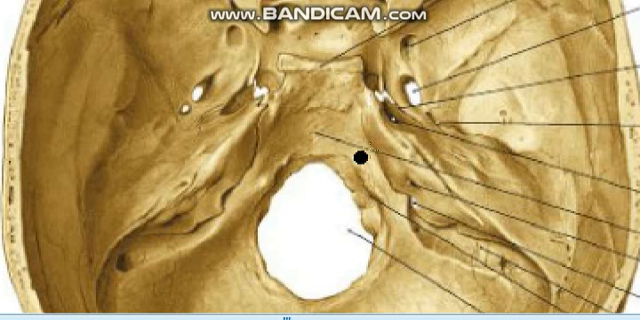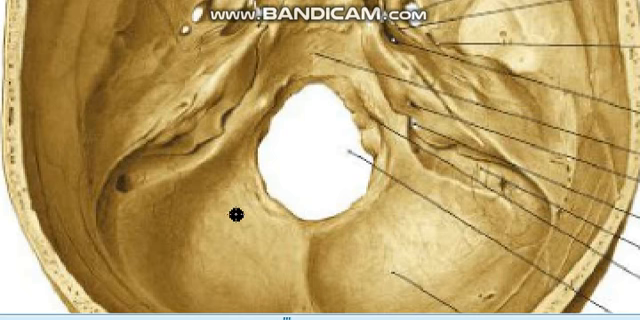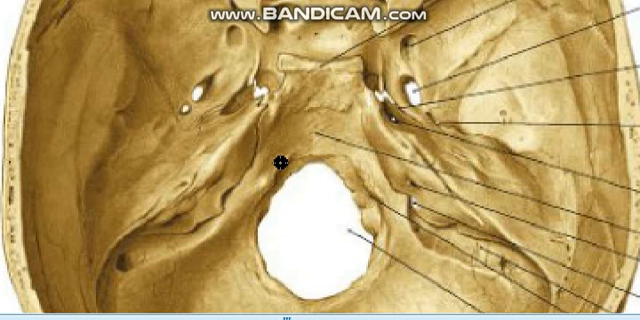So the basisphenoid and the basiocciput together form the clivus, and this clivus is related to the medulla oblongata and the pons. These are the parts of the brain that come in relation to the clivus, and you can make out that of the occipital bone, this is the squamous part of the occipital bone behind the foramen magnum. This is the basilar part of the occipital bone in front of the foramen magnum, and these are the condylar parts of the occipital bone on the sides of the foramen magnum.